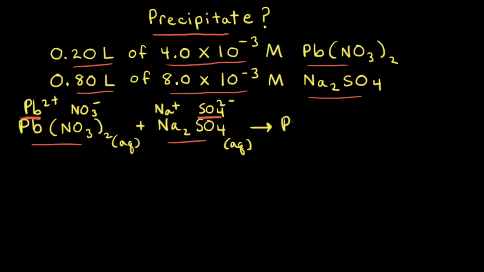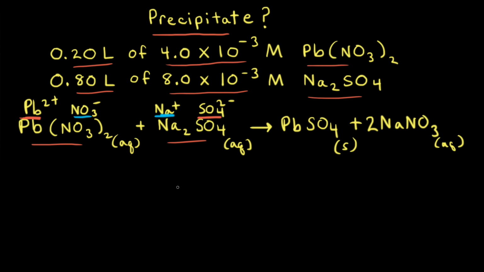So let's write in here PbSO4 after we cross over our charges. And we take the other cation and the other anion, and so the other product would be sodium nitrate. So we write in here NaNO3. To balance the equation, we need a 2 in front of NaNO3. Since nitrates are soluble, sodium nitrate is an aqueous solution, and lead sulfate would be our possible precipitate.